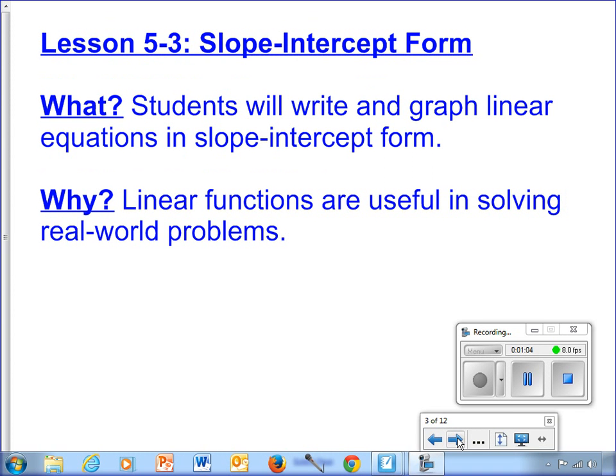All right. Lesson 5.3 is our lesson today. It's on slope-intercept form. This is the most common type of linear equation. It's the most useful type of linear equation, and it's one of 3 forms that we will be learning in this chapter. So our objective today is that you will write and graph linear equations in slope-intercept form. And throughout this whole chapter, we are learning about linear functions because they're very useful in solving real-world problems.